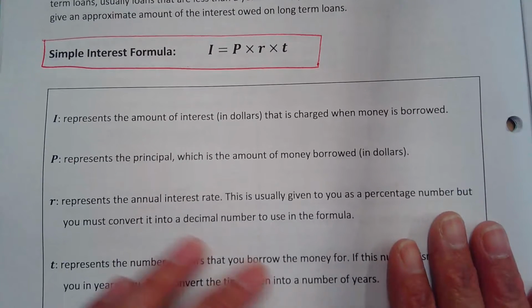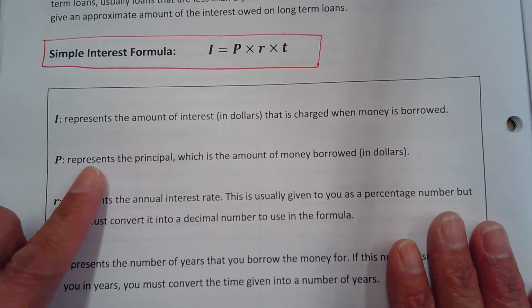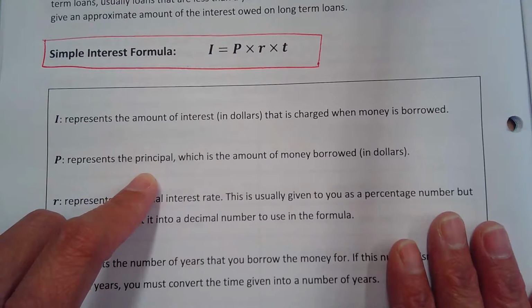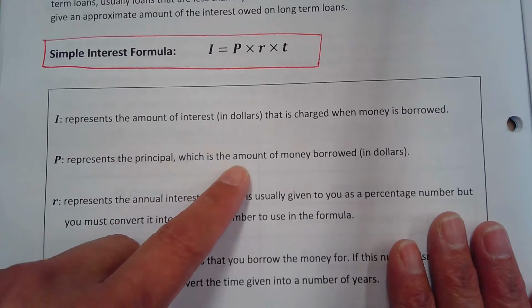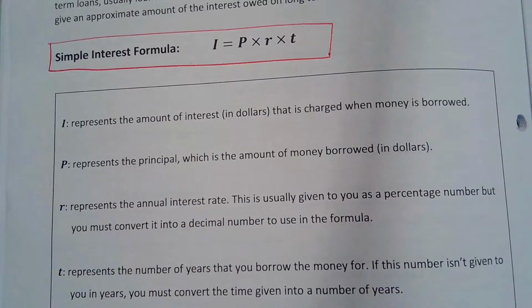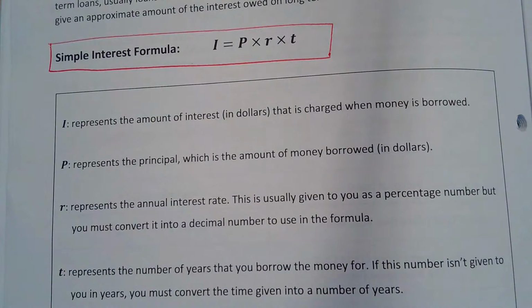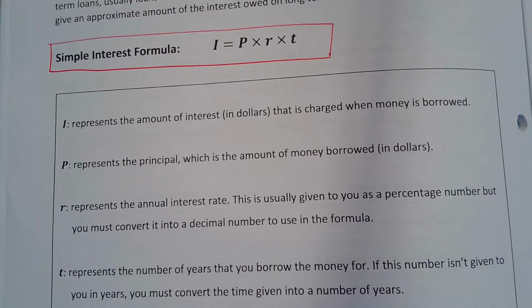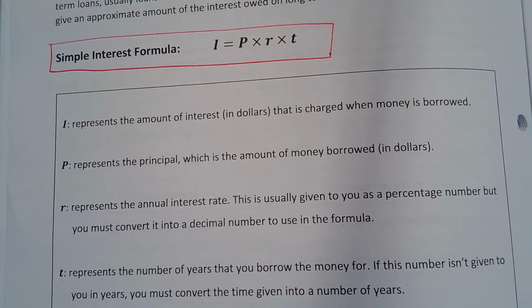What does the P represent? P represents the principal amount, which is the amount of money borrowed. So if I borrow $100 from Isabel, that's my principal amount. That's the amount that I borrow. And if I borrow $20 from Jabbar for lunch, that is the principal.